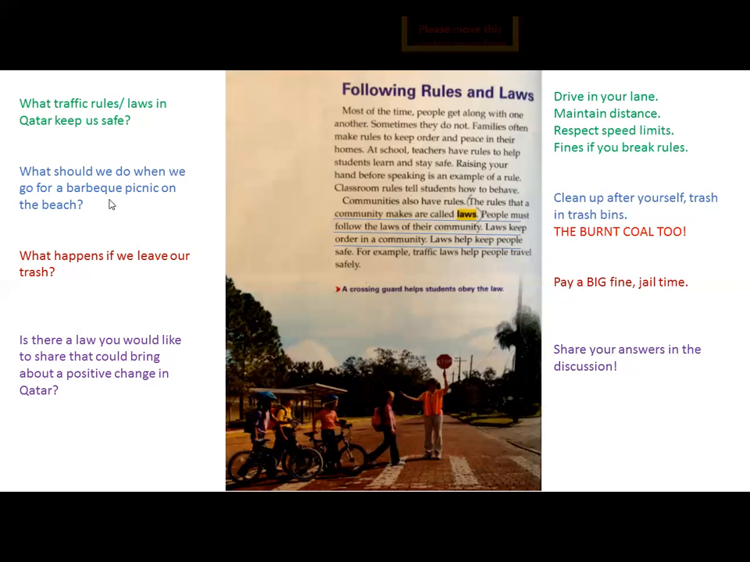Next, what should you do if you're going to the beach for a barbecue picnic? Well, clean up after yourself. Put trash in trash bins. And please don't forget the burnt coal too. That's very sad to see how people sometimes throw away the trash, but then they leave that coal behind on the sand. So don't do that, right? And what if you don't do that? If you leave your trash, be ready to pay a big fine and be prepared to be in jail. So don't do that.